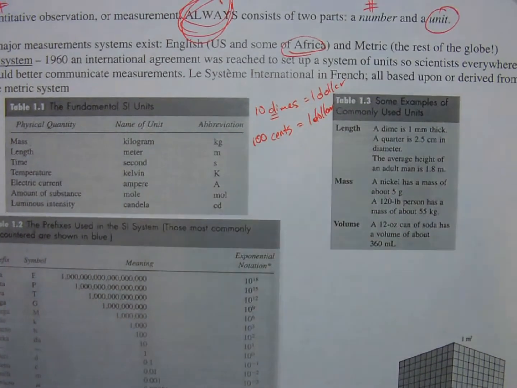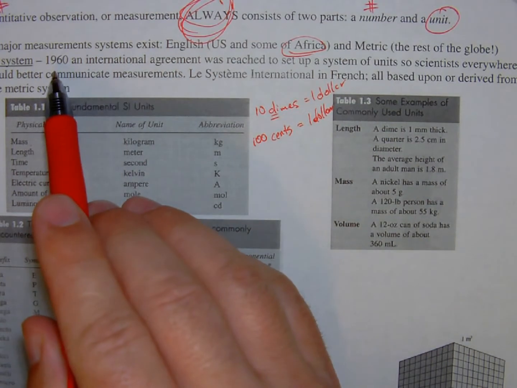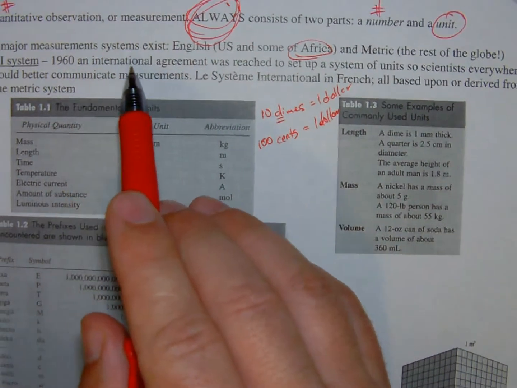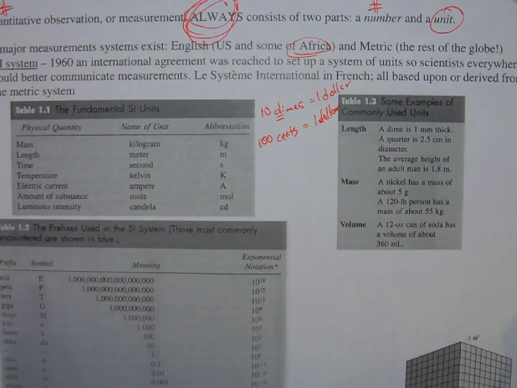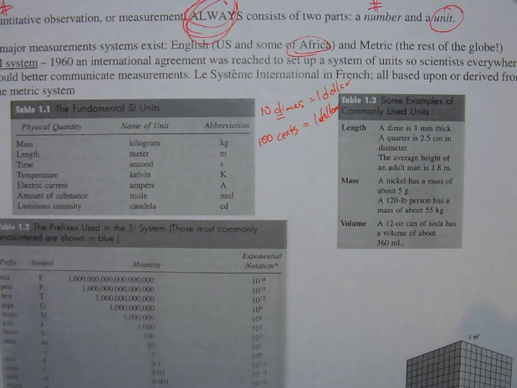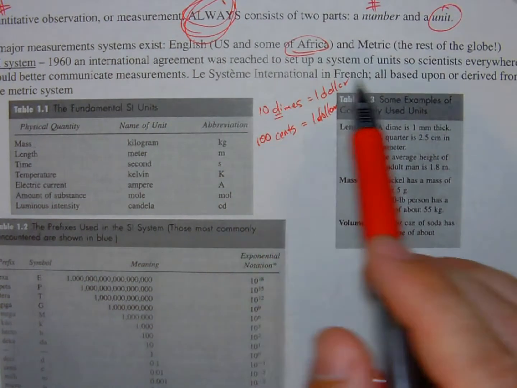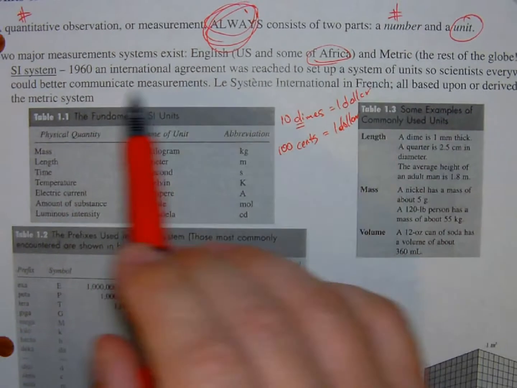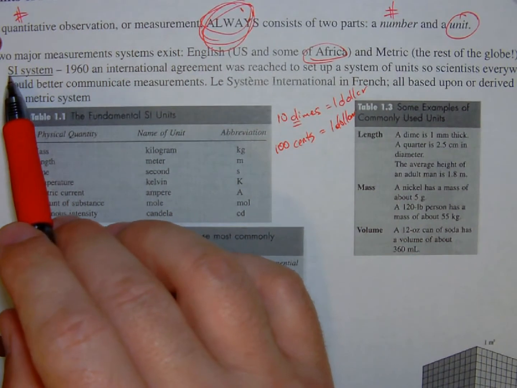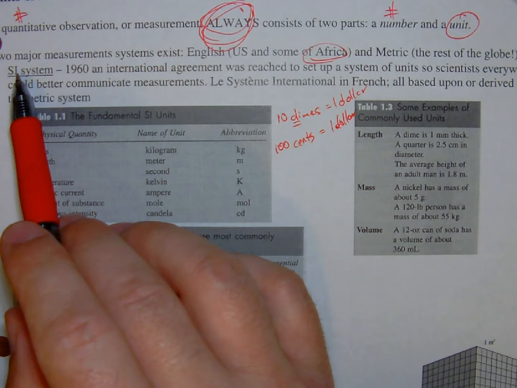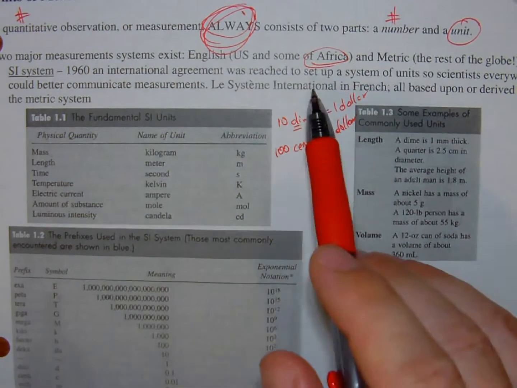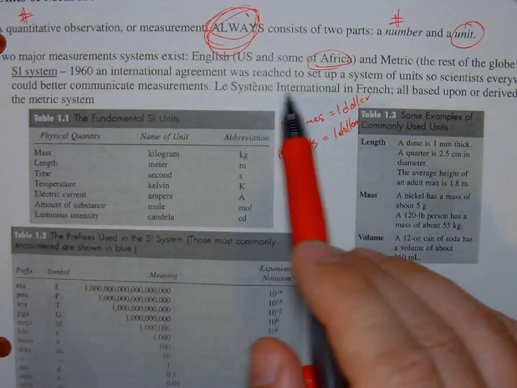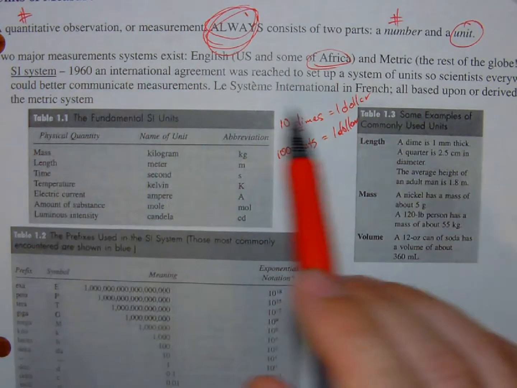So this metric system, which was created in 1960, was an international agreement that was reached to set up a system of units so that at the very least scientists everywhere could better communicate measurements. La Système International, right? It's French, right? So that's why the international system is SI. Whereas when we say the international system, really you're saying the I word first, the S word second. But because it's French, they're backwards. Système International, right? So SI.